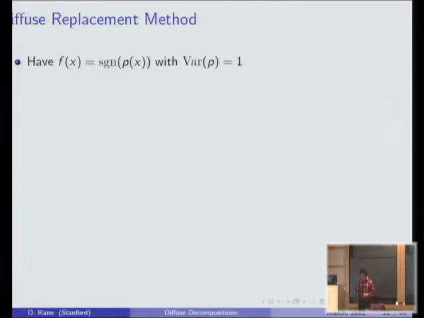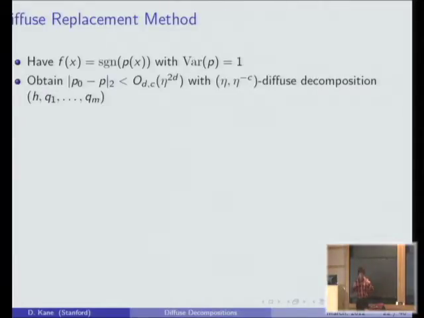Okay. Well, anyway, so we have this theorem. How might we use these ideas to give ourselves a better replacement method? Again, suppose we're trying to prove an invariance principle. We have f of x is sine of p of x, p a degree d polynomial, normalized to have variance 1. And the key difference is that we're going to come up with this smooth approximation G using these ideas, rather than just this simple rho of P of x. So the point is, first we can obtain a P naught that's very close to P, such that P naught has an eta to the minus c diffuse decomposition.